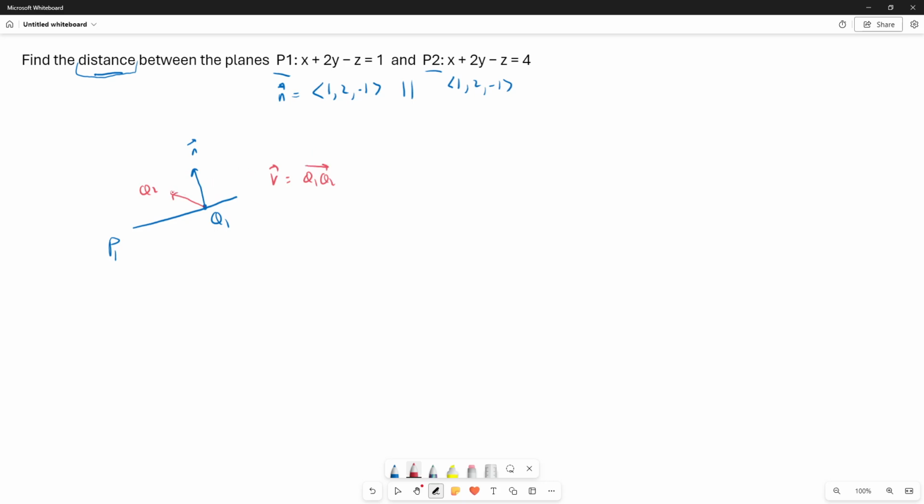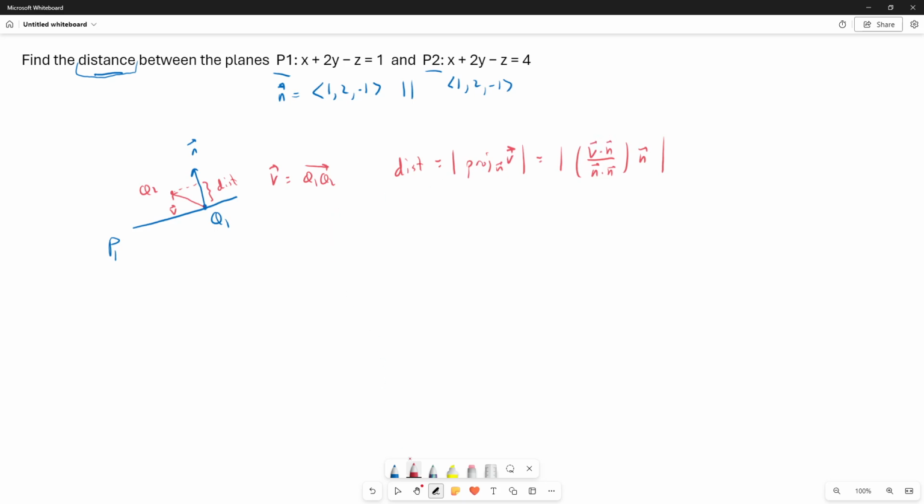And then we'll project this vector v onto the normal vector, and the distance will be the magnitude of that projection. So the distance is equal to the magnitude of the projection of v onto n. The projection of v onto n is a multiple of n, and that multiple is v dot n over n dot n.